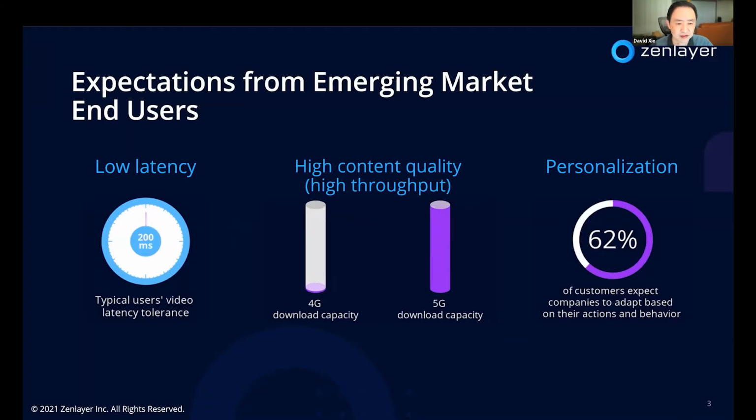Roughly speaking, about 62% expect a media platform to recommend based on the demographic attributes as well as people's past behaviors. So low latency, high throughput, personalization. What those imply is that the digital service has to reside in a location, or what we call an edge cloud point of presence, close to the users. So where should those locations be?